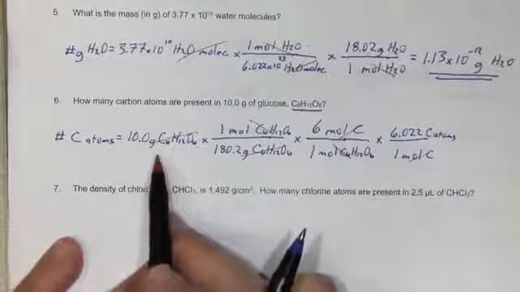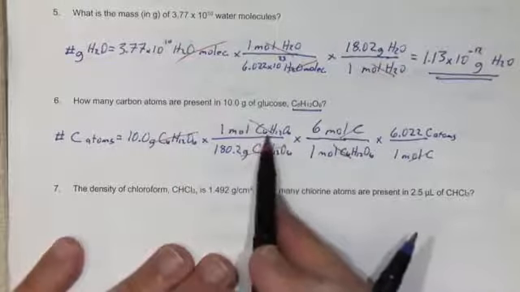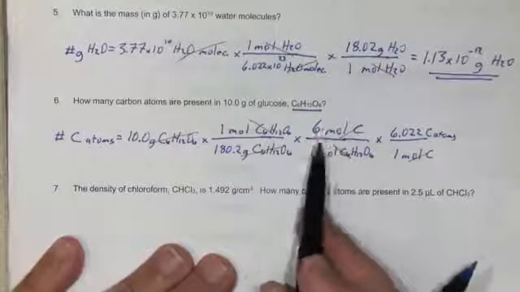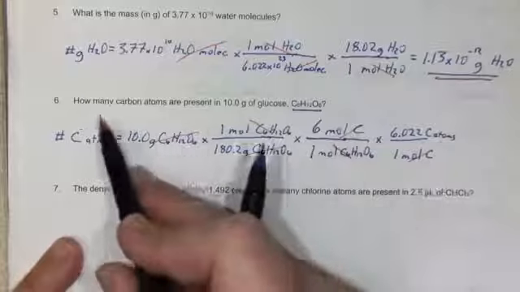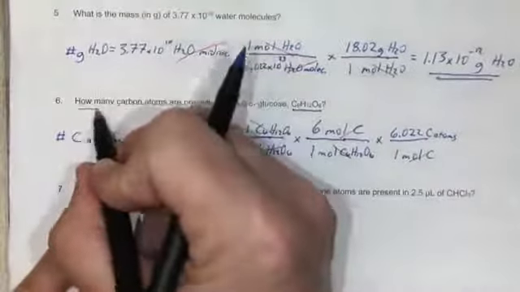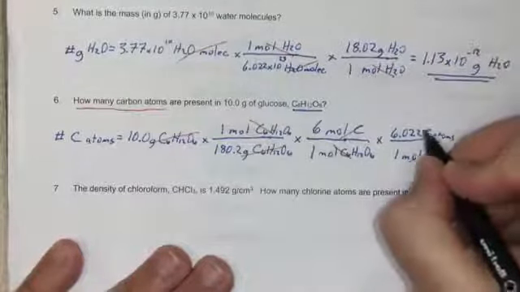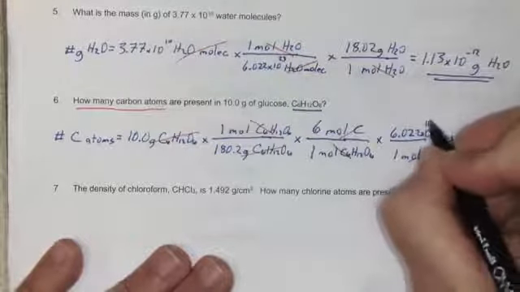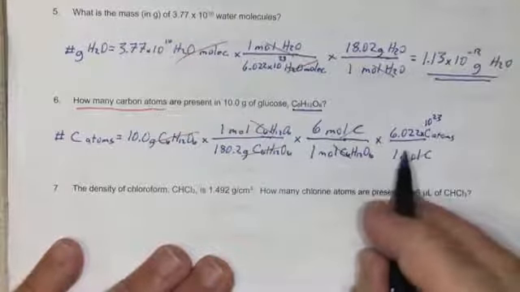carbon atoms. So I went from mass to moles using molar mass. Then I went from moles of one substance, glucose, to moles of another substance, carbon, using a mole-to-mole ratio. Now that it's in moles of carbon, I can get the number of carbon atoms, which is what this asks for. How many carbon atoms? And so I've got to get Avogadro's number correct. 6.022 times 10 to the power of 23 carbon atoms.